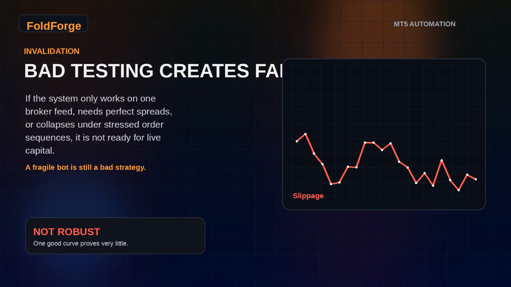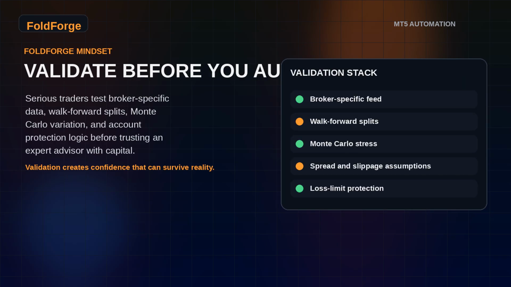A serious trader does not ask only whether the MT5 expert advisor can execute the orders. They ask whether the logic survives broker-specific data, whether the backtest survives walk-forward analysis, whether the strategy survives Monte Carlo stress, and whether the risk controls are strong enough to protect the account when market conditions degrade. That is the difference between building a bot and building a validated trading system.